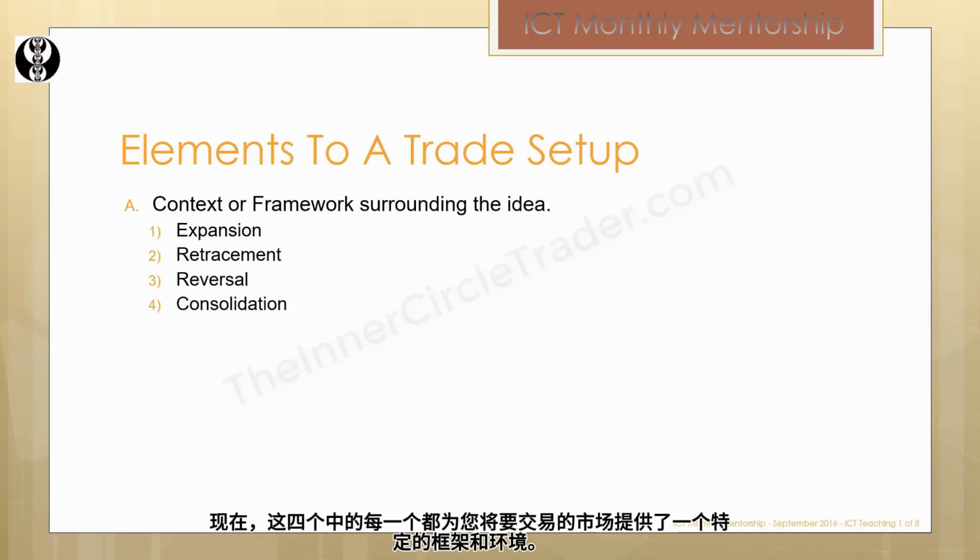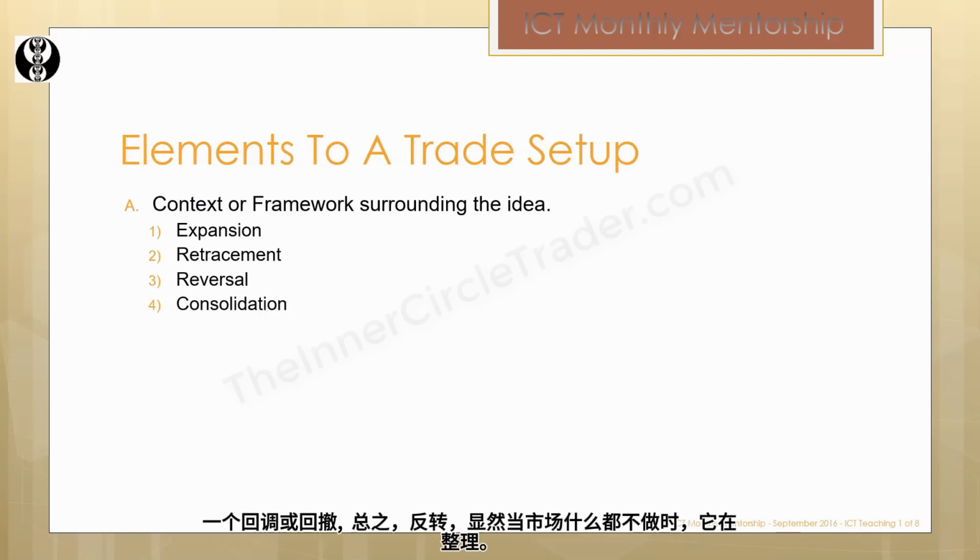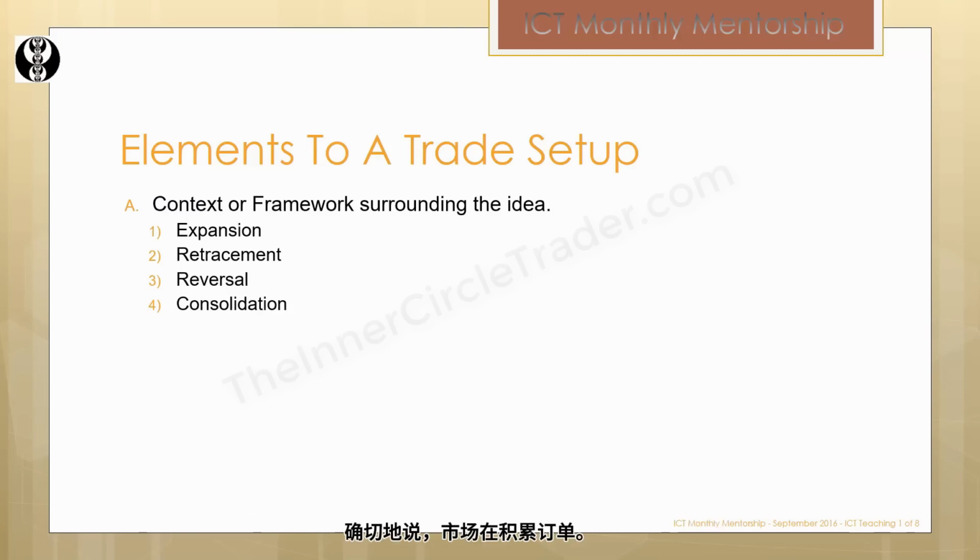Now each one of these 4 give a specific framework and a context to the marketplace that you're going to be trading in. They can only be one of these 4 conditions. Either the market's going to be expanding, running away, in other words, trending, a retracement or pullback, altogether reversal, and obviously when the market's doing nothing, it's consolidating. But really we all learned in the Market Maker series that there's really no such thing as the market doing nothing in consolidation. It is actually accumulating orders.